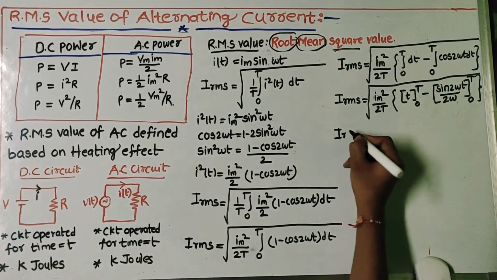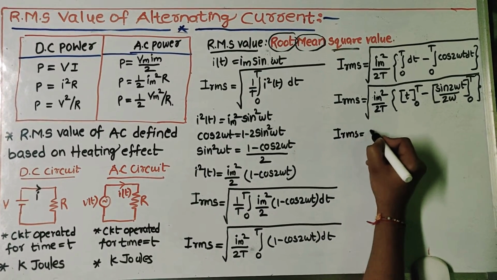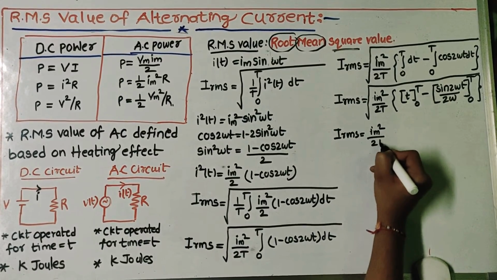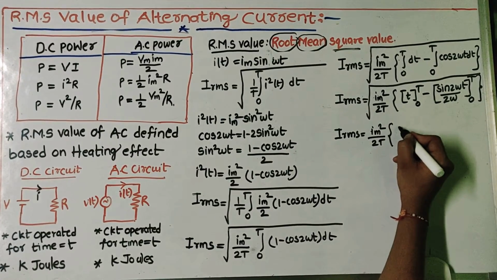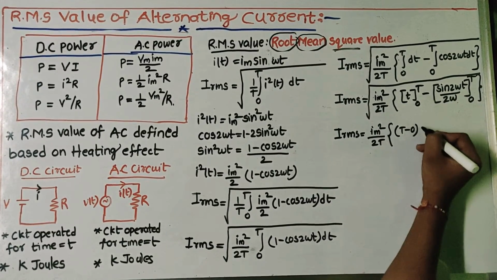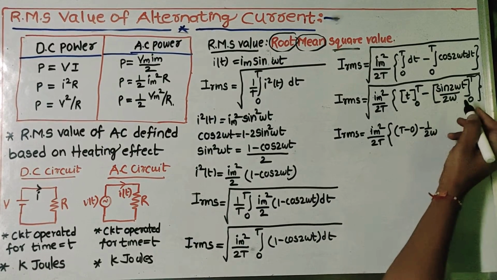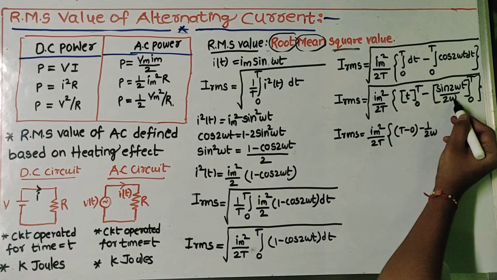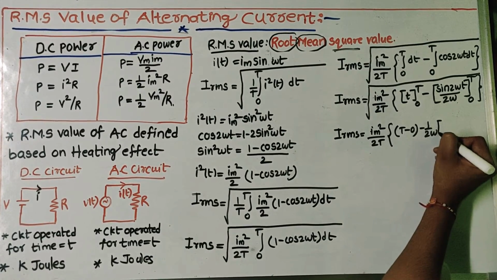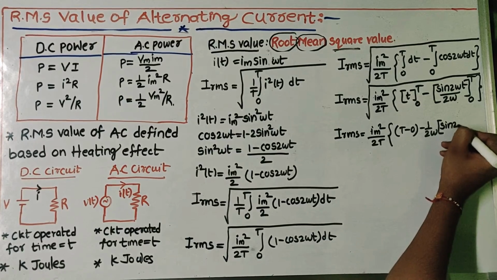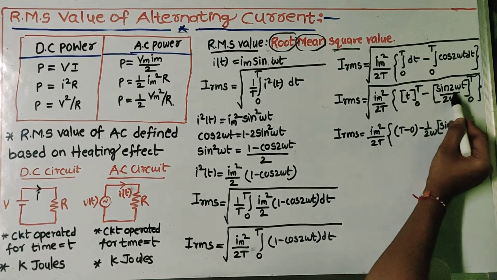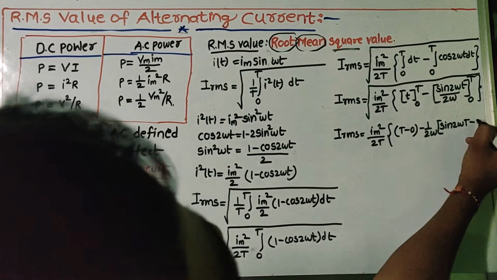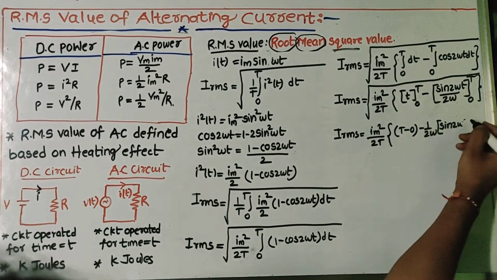Then IRMS is going to be Im square by 2T times the upper limit minus lower limit, which is nothing but capital T minus 0 minus 1 by 2 omega. I have taken this 1 by 2 omega out from the limits. Then substitute the limits: the upper limit is sin 2 omega T, minus the lower limit 0, that is sin 2 omega into 0, which is sin 0. So directly I am writing its value as sin 0.